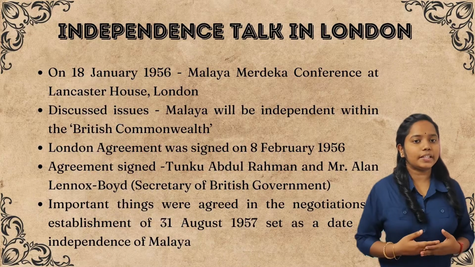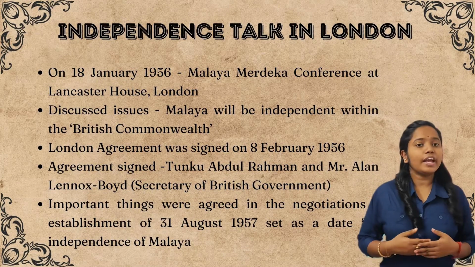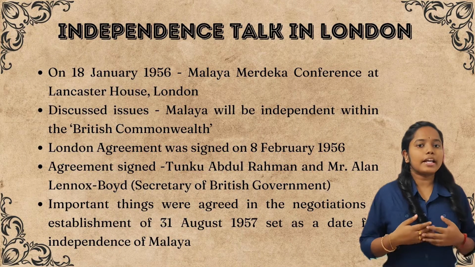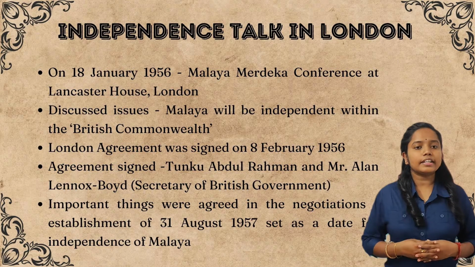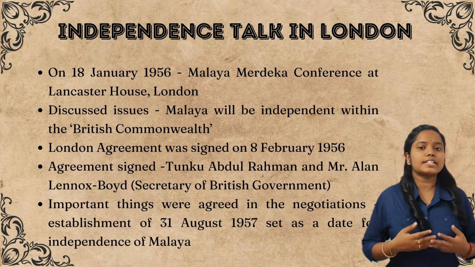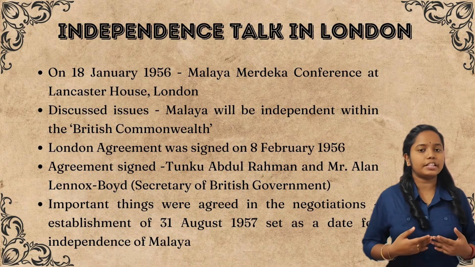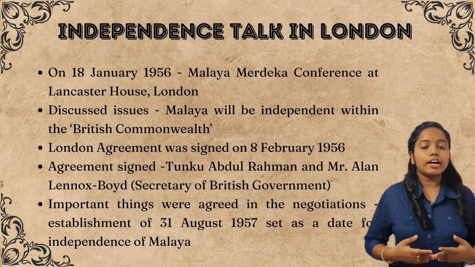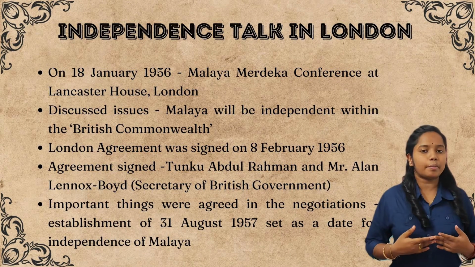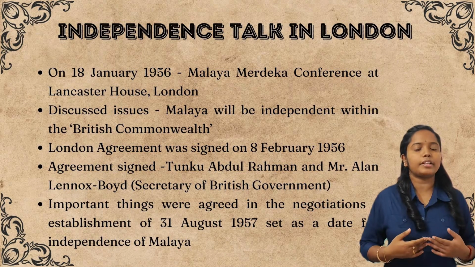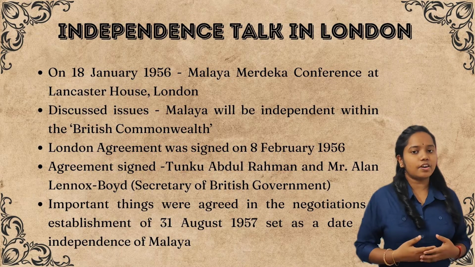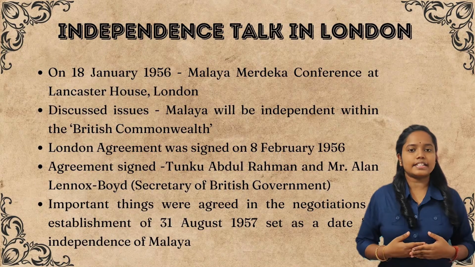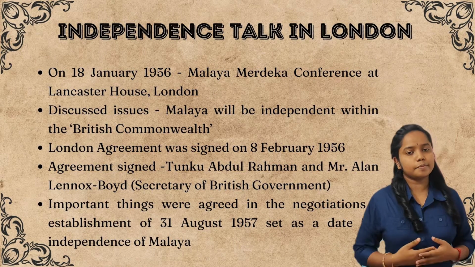Now, I will continue with the Independence Talk in London. On 18 January 1956, the Malaya Merdeka Conference took place at Lancaster House, London. In that conference, they discussed some issues such as Malaya being independent within the British Commonwealth and so on. The London Agreement was signed on 8 February 1956 between Tunku Abdul Rahman and the Secretary of the British Government. Several important things were agreed, such as 31st August 1957 set as the date for independence of Malaya.